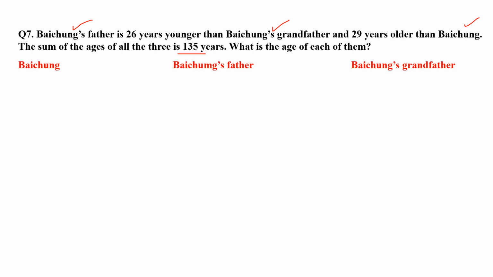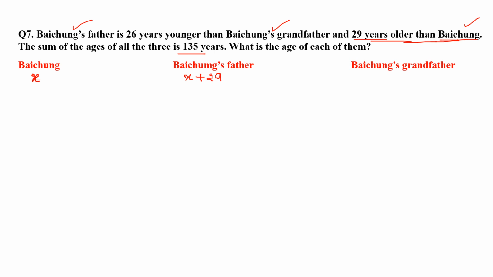So Bachung, Bachung's father, and Bachung's grandfather. I don't know the age of Bachung also, isn't it? So if I assume the age of Bachung to be X, then Bachung's father, according to this statement, is 29 years older than Bachung. So I can write it as X plus 29, isn't it? I can get it like this.